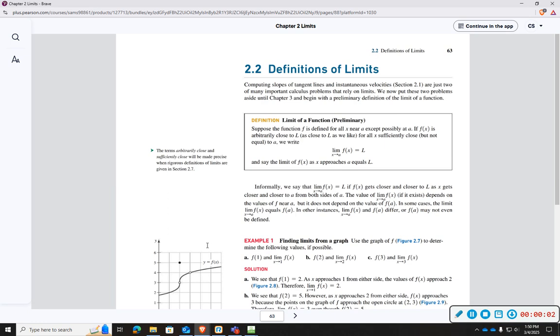All right, today we're going to be looking at section 2.2, definition of limits. And we first start out with the definition. Suppose f is a function for all x near a except possibly at a. If f of x is arbitrarily close to L, so L is some number on the y-axis, for all x sufficiently close but not equal to a, we write the limit of f of x as x approaches a, so that x with an arrow pointing to a means x gets close to a, is equal to L.